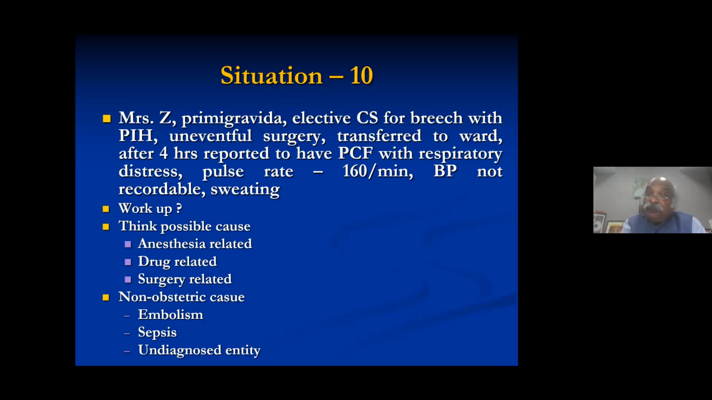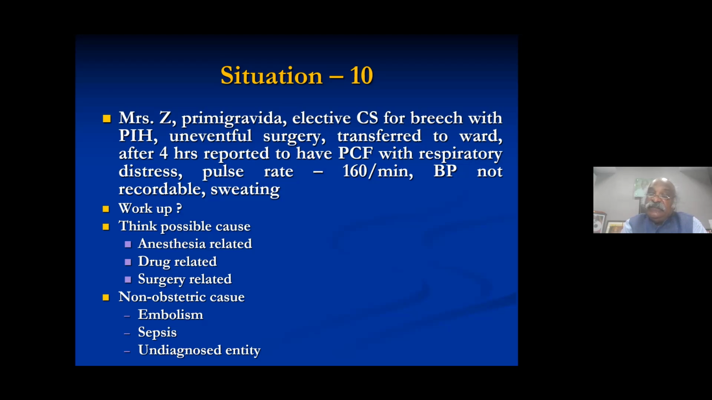And apart from it, non-obstetric causes: embolism. If we rely on embolism and don't find any cause, we say it's amniotic fluid embolism. For medicolegal purposes, it's all right. But for technical reasons, and for your own satisfaction and introspection, it is not satisfactory.